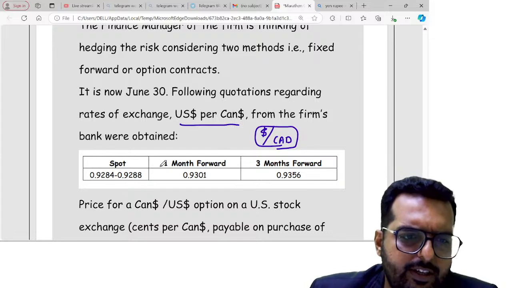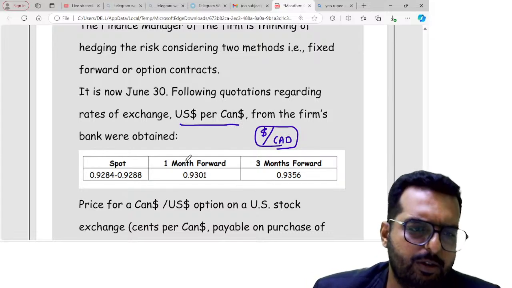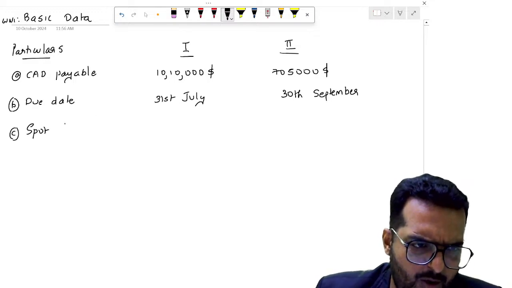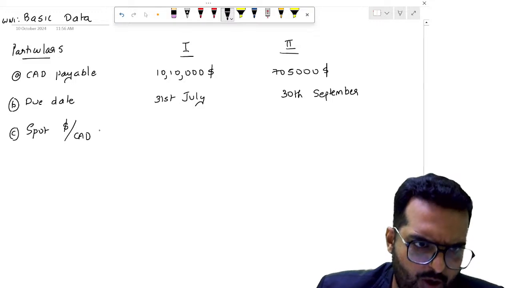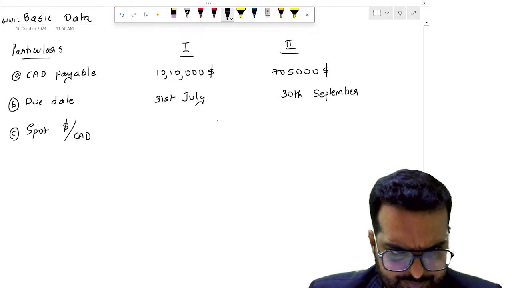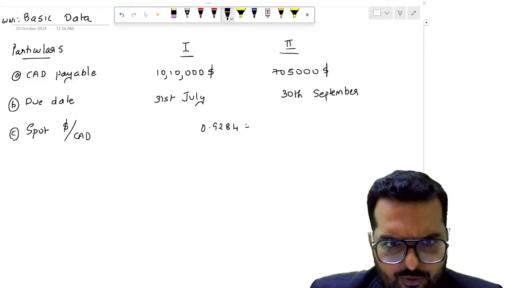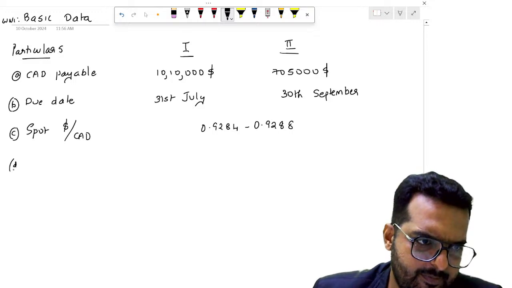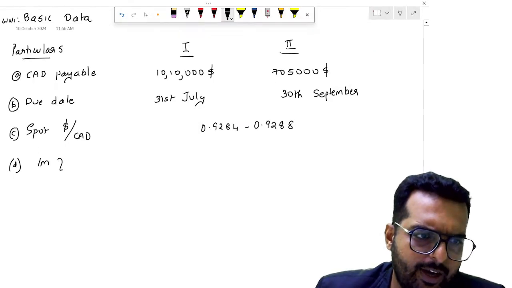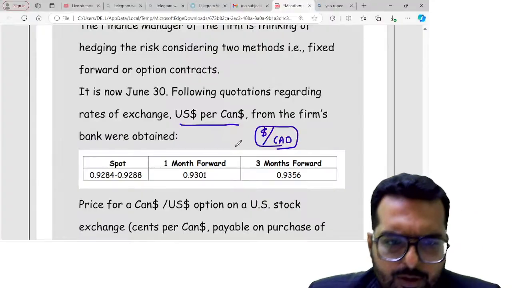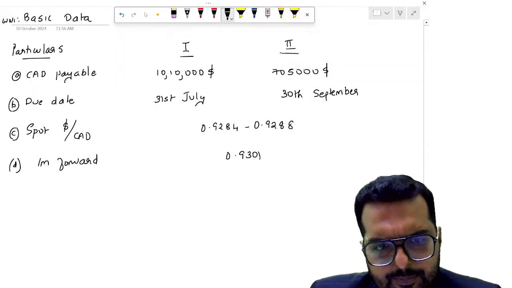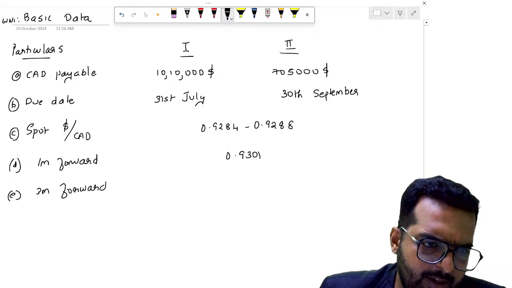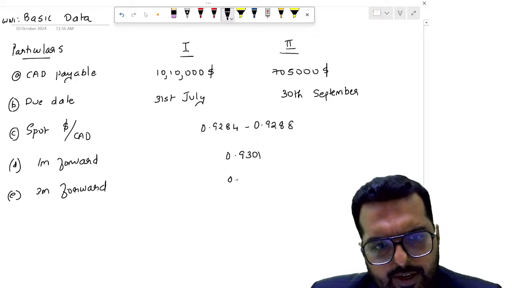So the spot rate is given, 1 month forward rate is given, and 3 months forward rate is given. So we'll write down spot dollar bar CAD. I'll write down in the middle. 0.9284 hyphen 0.9288. Then they have given you 1 month forward. How much is a 1 month forward? 0.9301. After this, you will have a 3 months forward. What about 3 months forward?